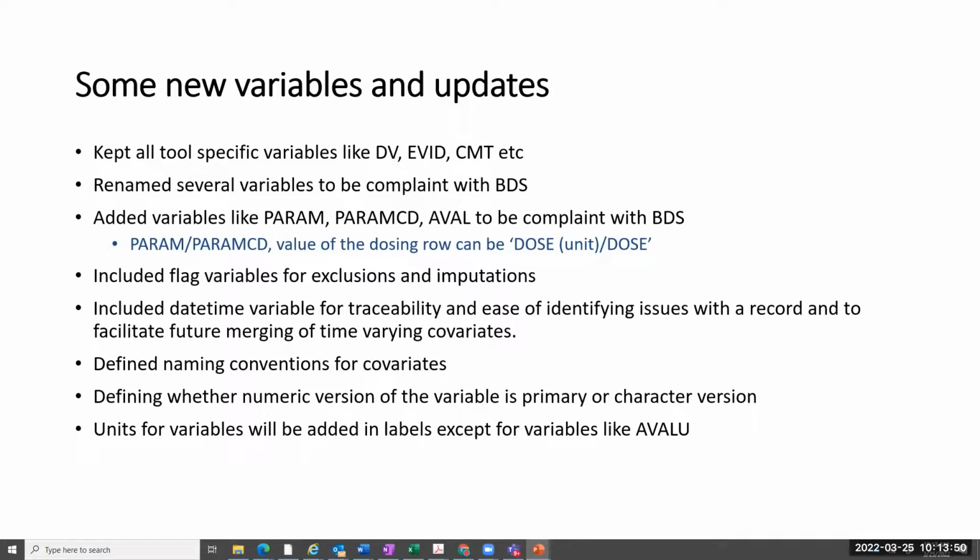And something else is, we've decided from the beginning that units for all the variables will be added in the labels for the variables and not as a variable. There are some exceptions to that, like a value, I think, which is required when eval is there. So yeah, those are some of the changes. It's not an exhaustive list of changes. Whatever I could think of, I've put in here.